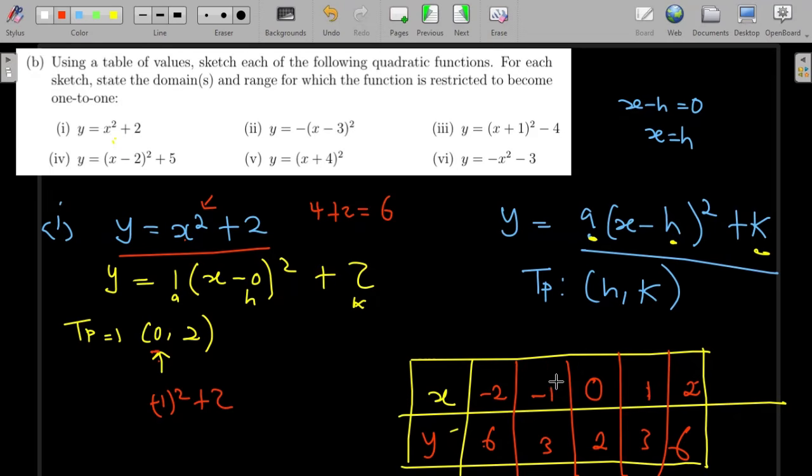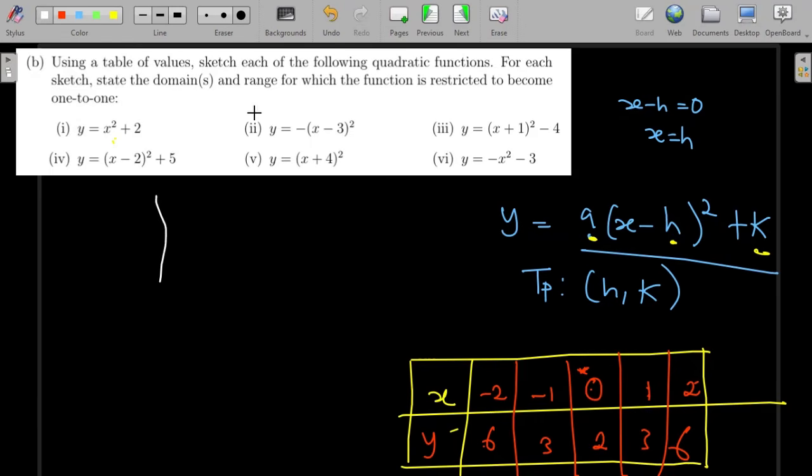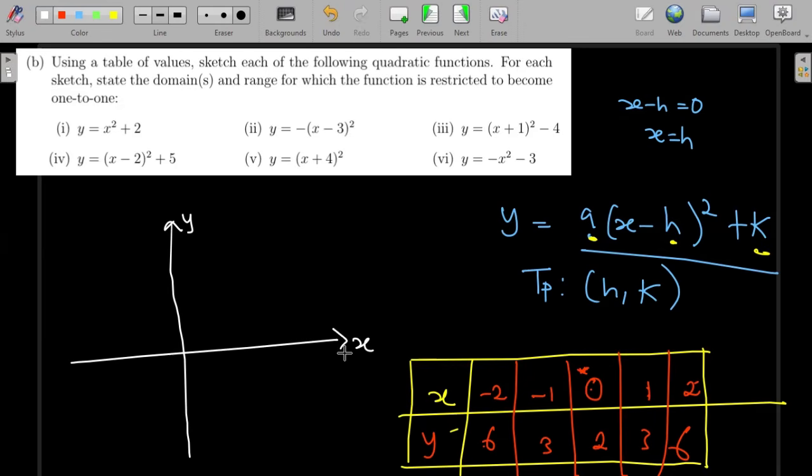Okay, so it's very important you follow the question the way they have said. So we have a turning point at (0, 2), which is this part here, and then we have all these other points. So we can plot them, and then we sketch this quadratic equation. Okay, so we have the y-axis, forgive my drawing. So this here is y, and then this one here is what? X. Okay, so 0, 1, 2, -1, -2. Okay, so this is what I have.